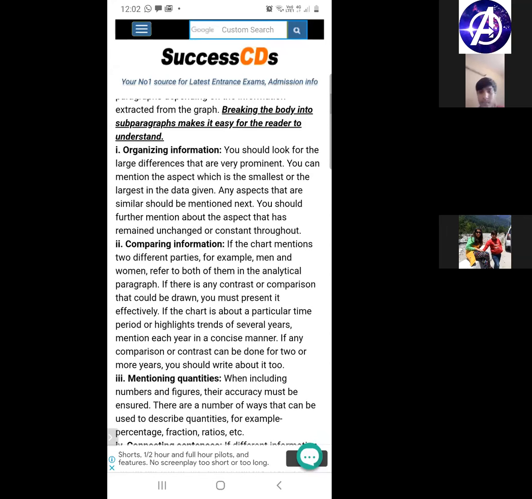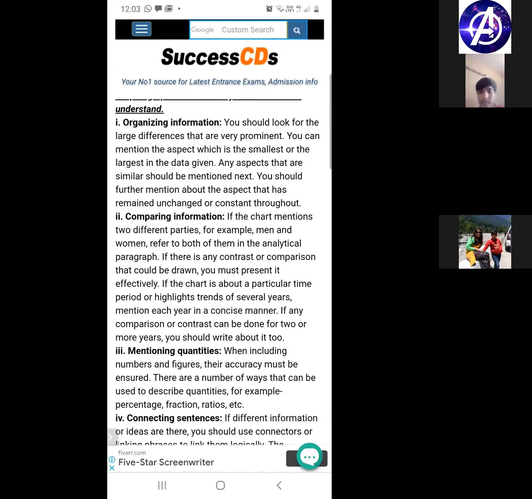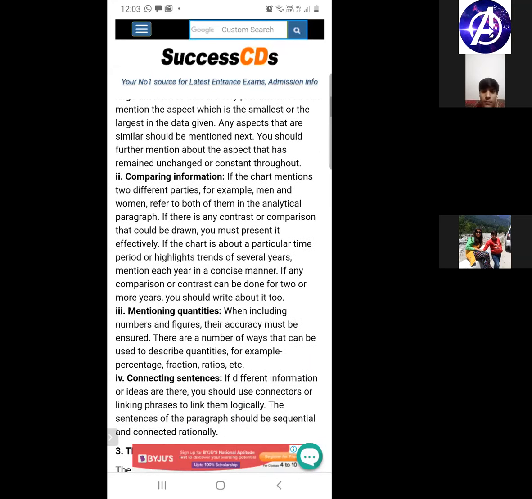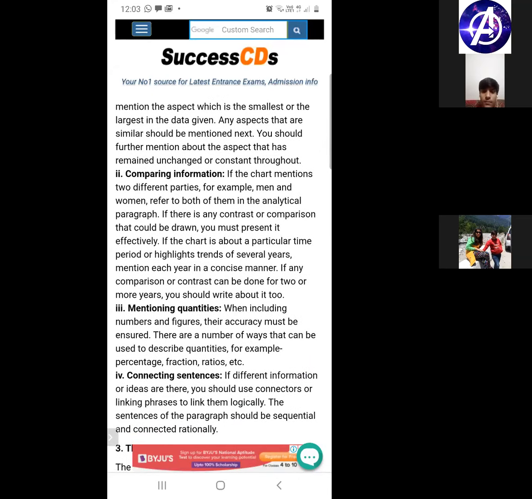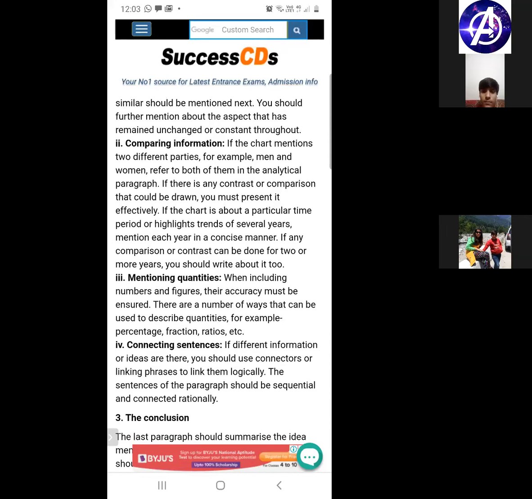Comparing information. If the chart mentions two different parties, for example, men and women, refer to both of them in the analytical paragraph. If there is any contrast or comparison that could be drawn, you must present it effectively. If the chart is about a particular time period or highlights a trend of several years, mention each year in a concise manner. If any comparison or contrast can be done for two or more years, you should write about it too.